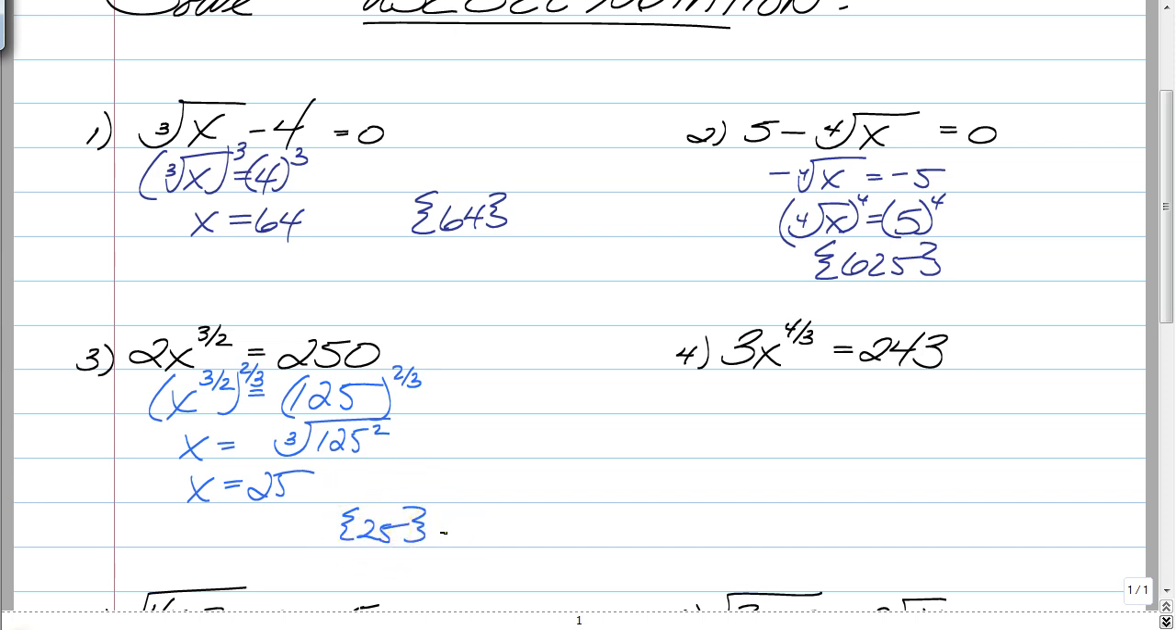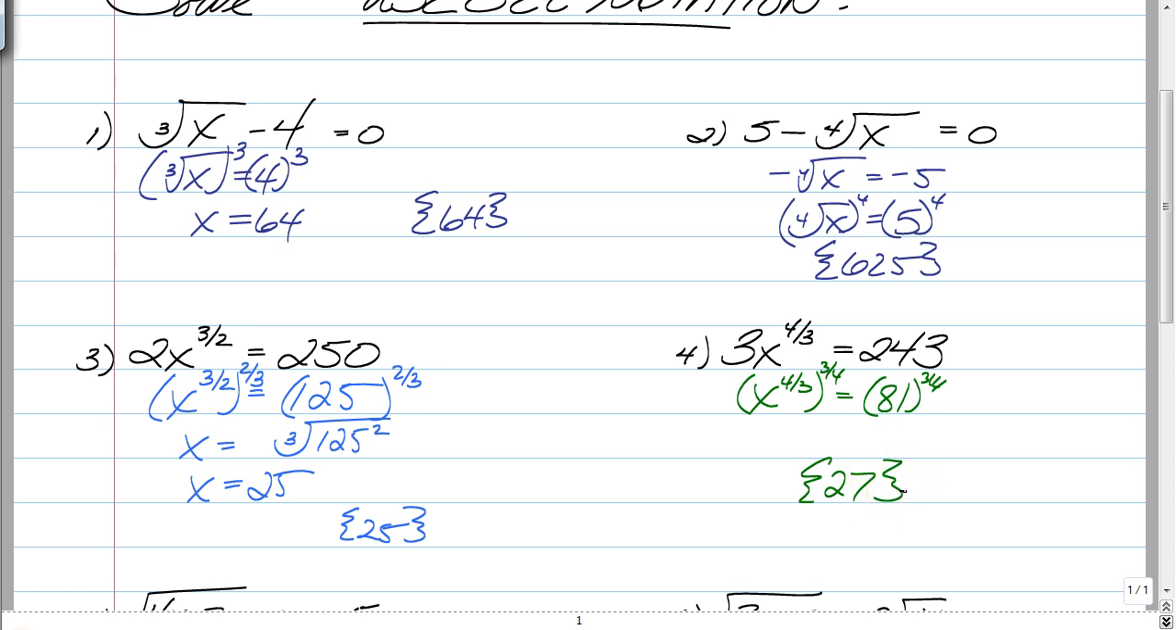Number 4, same type of problem. First divide by 3, and you get x to the 4/3 is equal to 81. Then we're going to raise both sides to the 3/4 power. And again, you're taking an even root, but it is a positive number, so we don't have any restrictions here. Now you can do this by hand. You can use your graphing calculator to see if you get a nice number. If you type 81 raised to the 3/4 power in your calculator, you will get your answer of 27.